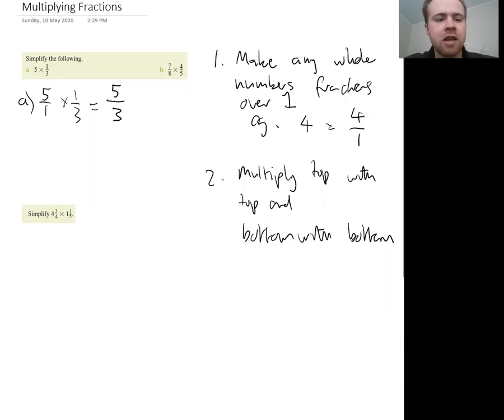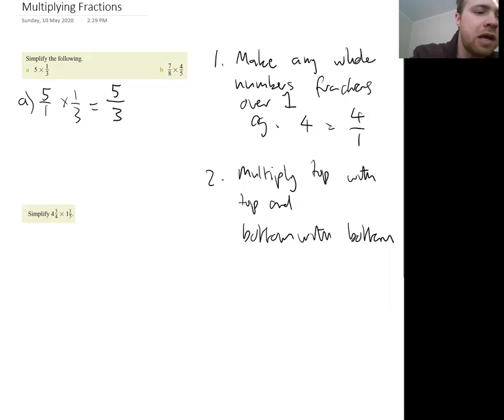Now, this is different to adding and subtracting, where we only added the top. We don't have to change denominators or anything like that with multiplying. It's actually quite simple in the end. Just multiply top with top and bottom with the bottom, and any whole numbers become over one.